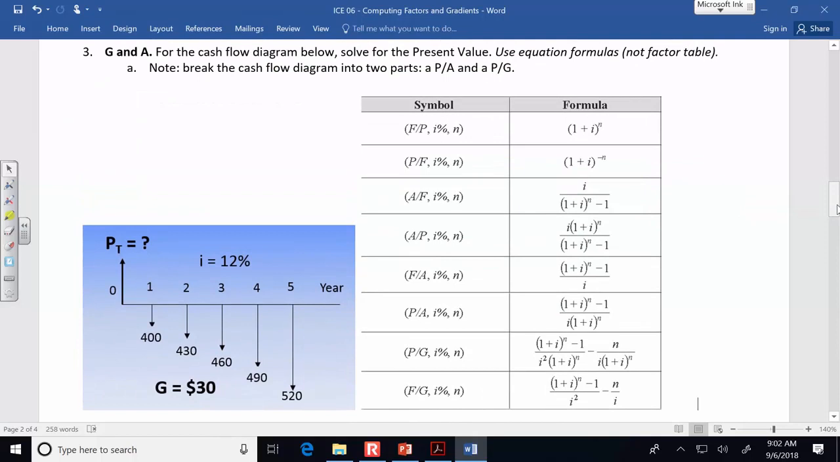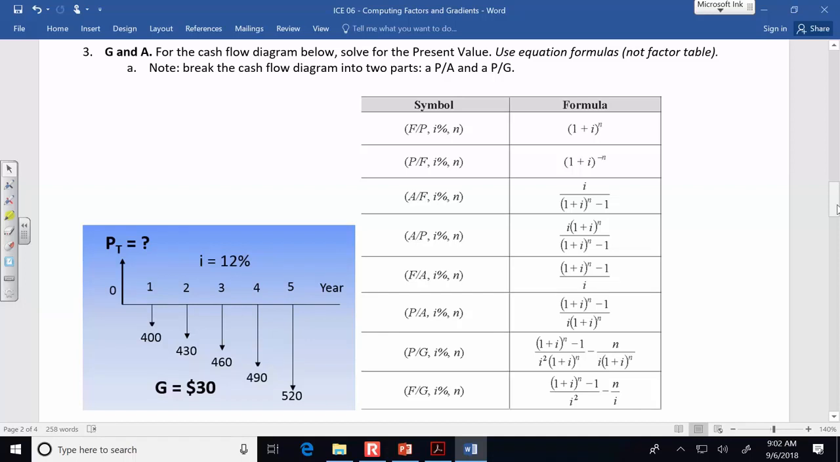So again, what we have to do on number 3 is break this cash flow diagram up into its two parts, into the annual series part and into the gradient part. And that gradient formula is, I don't know, it's the nastiest of all of them there. So I guess once we've conquered it the one time manually, then we'll use the computer and factor tables for the rest of the time. But I just think it's important to at least once have the experience of trying to calculate the factor for the P/G.